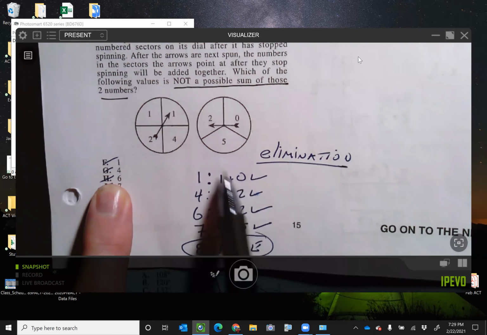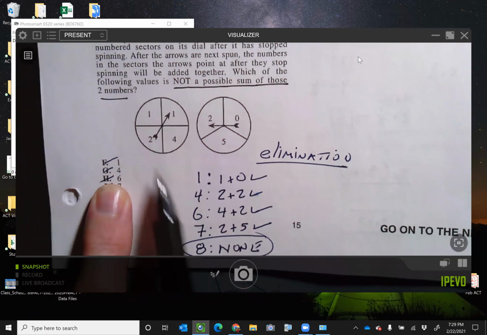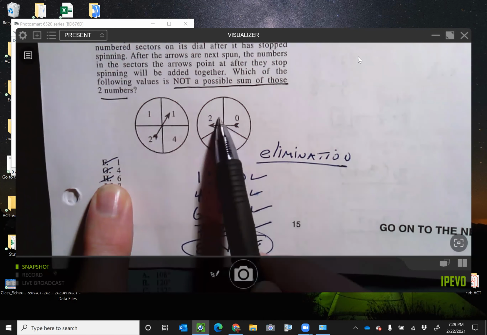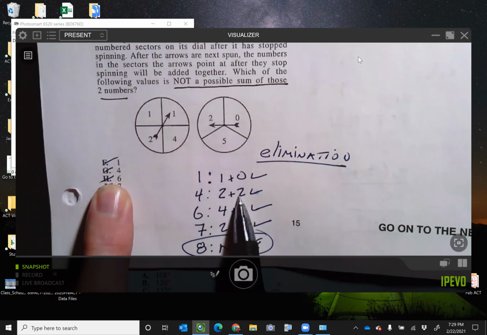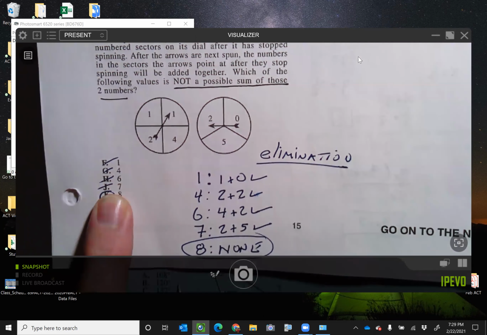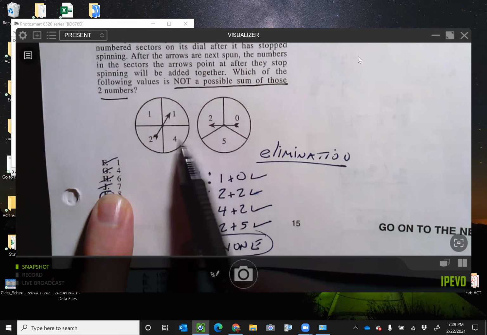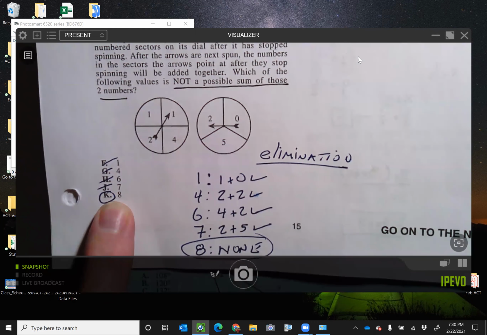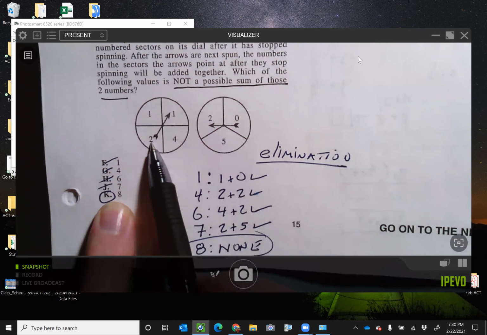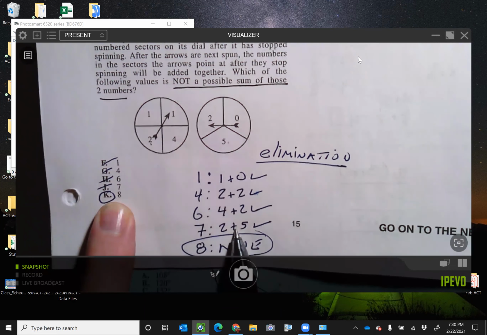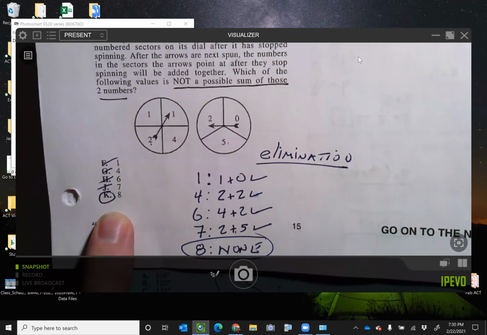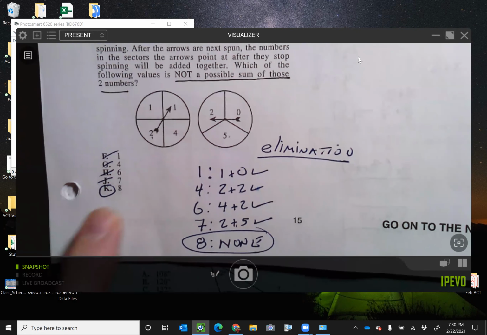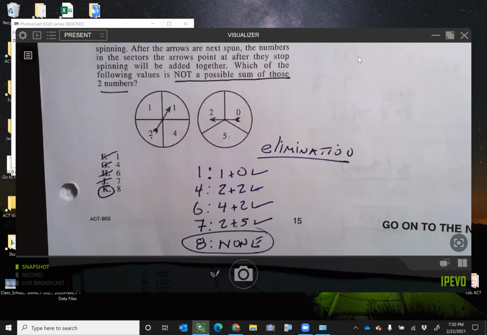Then I try 4. Well, what could happen on 4? It could land on a 2 on here and then land on the 2 over here, because those would add up to be 4. Could we do a 6? Yes. Could land on the 4 and could land on the 2, because that would make 6. Could we get a 7? Sure. Sure we could. We could land on the 2 and land on the 5. Could we get an 8? There's no way to get an 8. So this one's really, I think, elimination. I think that's the quickest way to go.